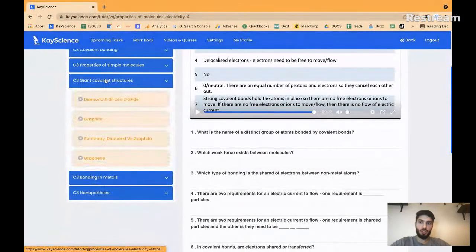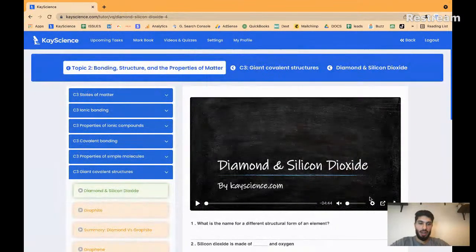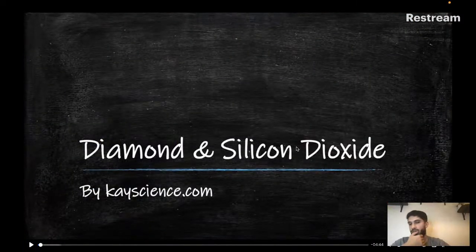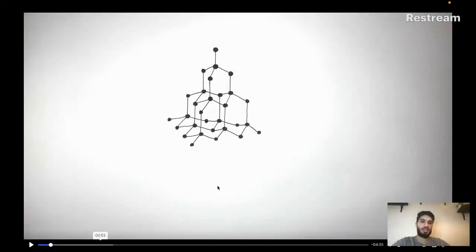We're now going to come on to giant covalent structures. Let's now focus on giant covalent structures. And we're only going to focus on diamond. If you do AQA, silicon dioxide comes up. If you do Edexcel, for instance, you don't need to know about silicon dioxide, but it doesn't harm you knowing it, because science is science and it will help you gain a better understanding.